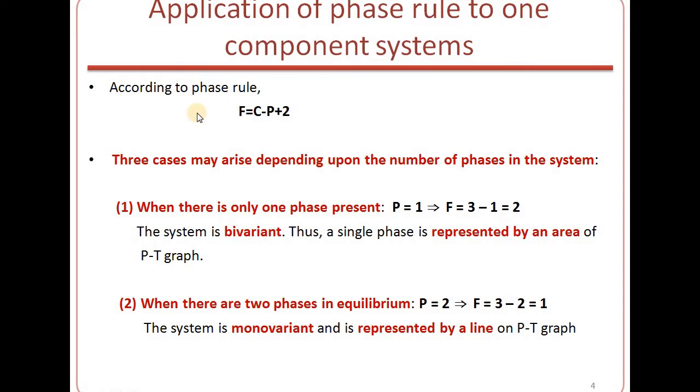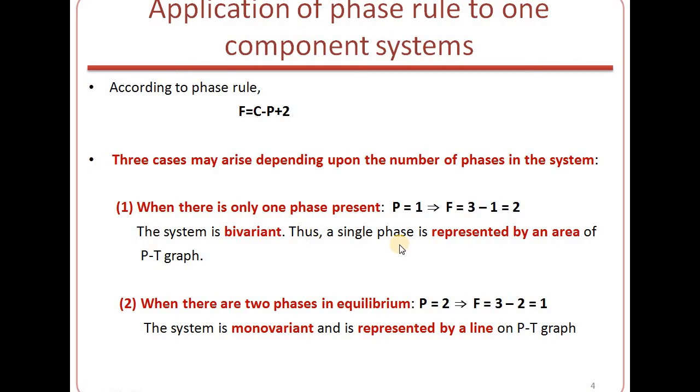Now according to Gibbs phase rule, we very well know the number of degrees of freedom is equal to the number of components minus the number of phases plus 2. Now in case of a one component system, different cases may arise. First one is when there is only one phase present. In that case, P will be equal to 1. Now as it is a one component system, the value of C is also equal to 1. So we get F equal to 1 minus 1 plus 2, that is 2. So the system is bivariant in case of a one component system when we are talking about one phase.